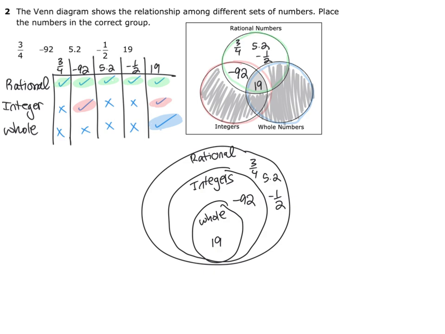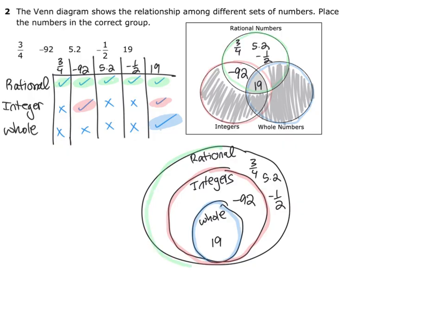It could be helpful here to have my circles. So I have my whole number circle. Only 19 is in the blue because only 19 is whole, right? But 19 is also inside the red because 19 is also an integer. And negative 92 is also in the red circle because it's also an integer.